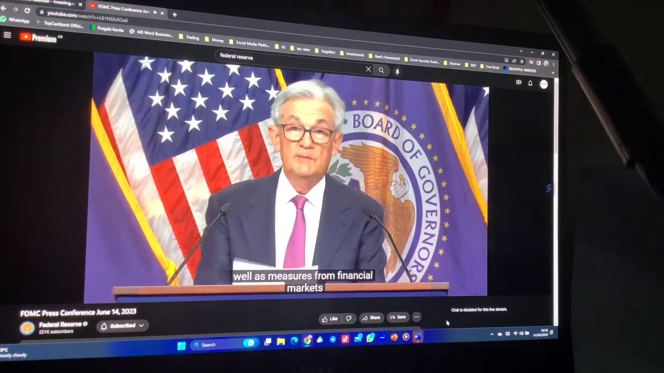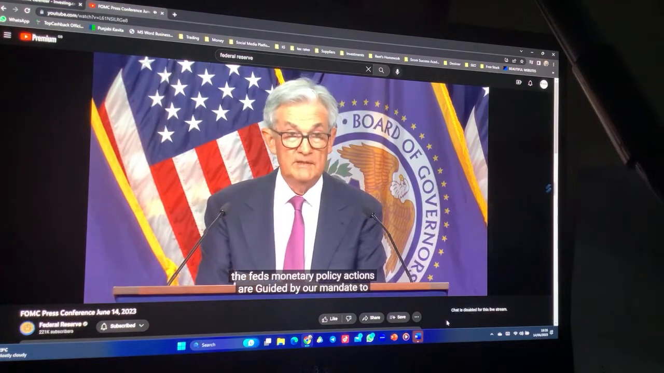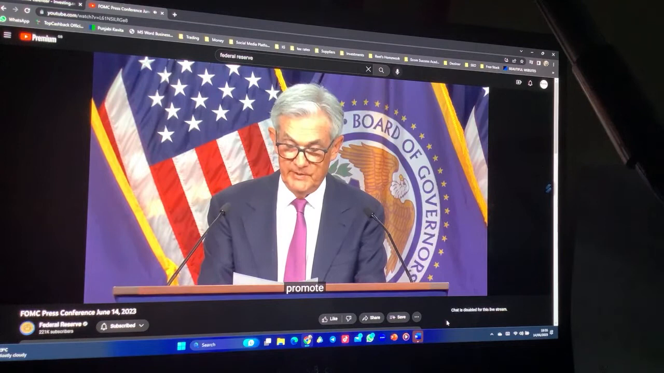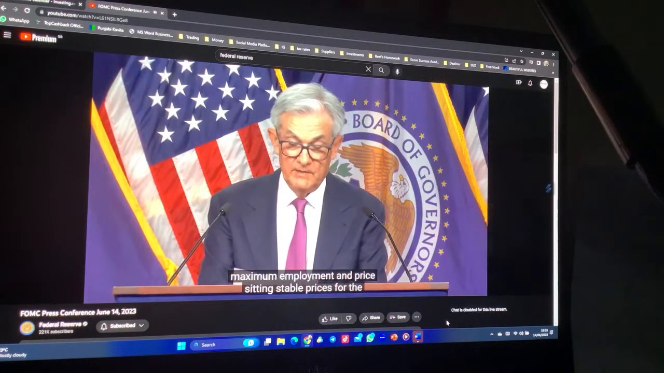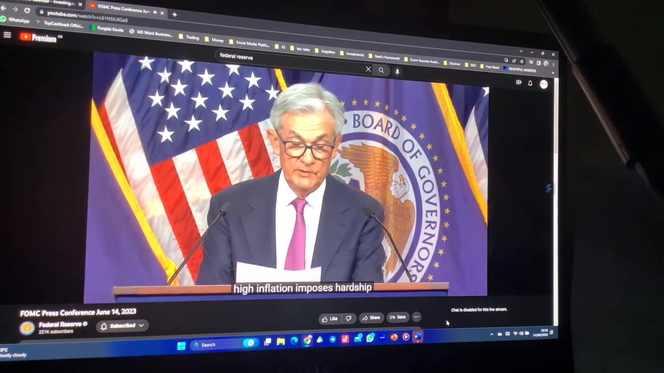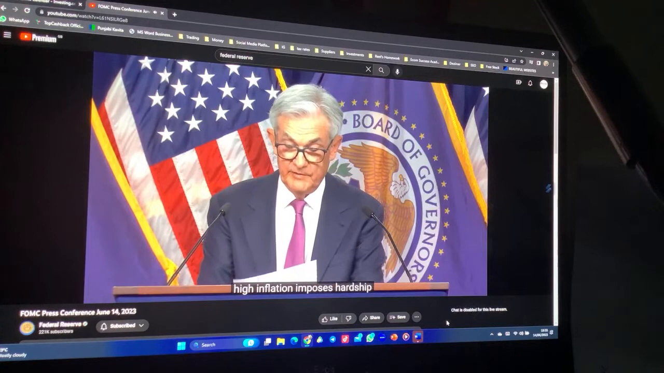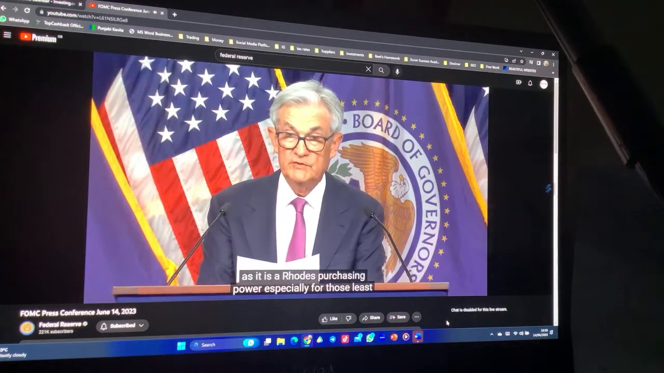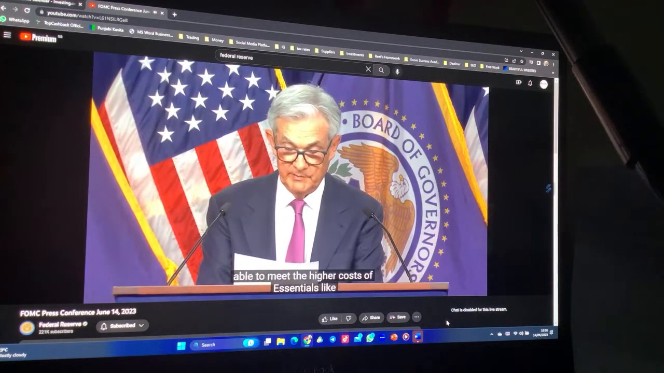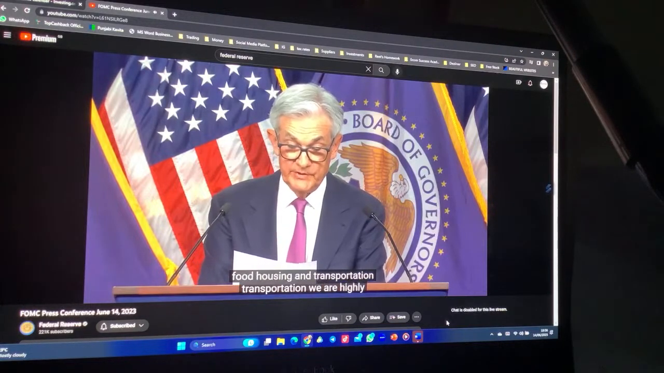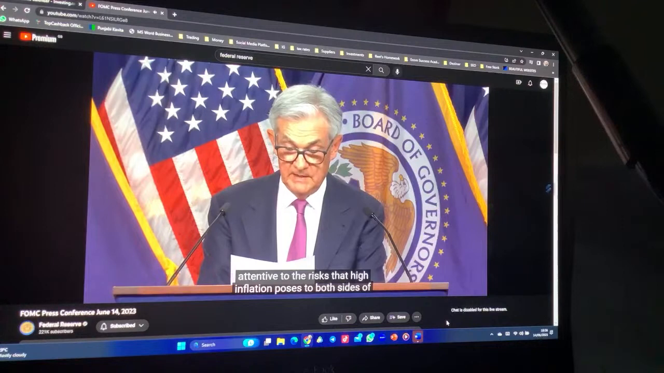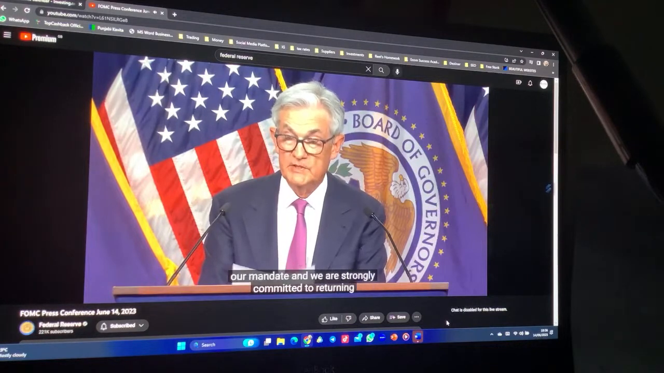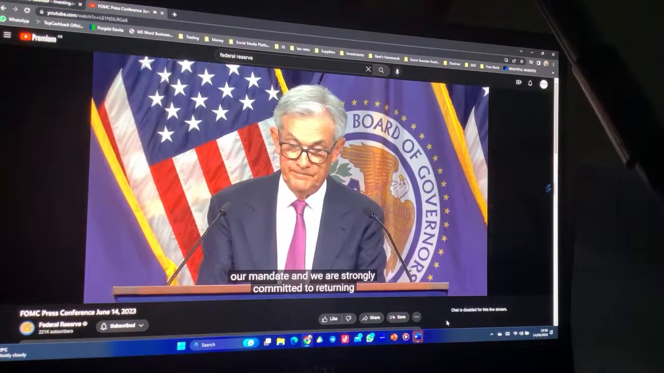The Fed's monetary policy actions are guided by our mandate to promote maximum employment and stable prices for the American people. My colleagues and I are acutely aware that high inflation imposes hardship as it erodes purchasing power, especially for those least able to meet the higher costs of essentials like food, housing, and transportation. We are highly attentive to the risks that high inflation poses to both sides of our mandate, and we are strongly committed to returning inflation to our 2% objective.